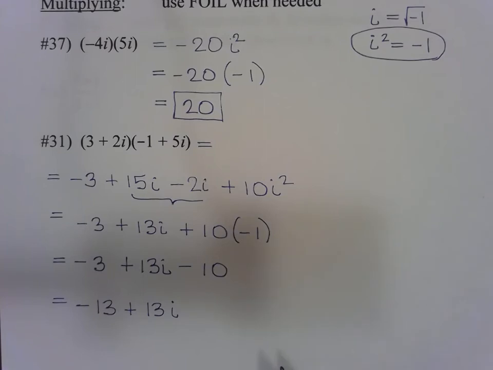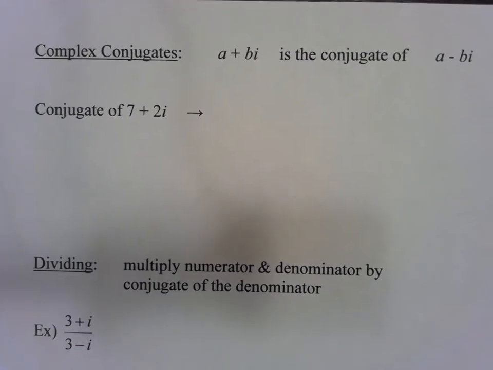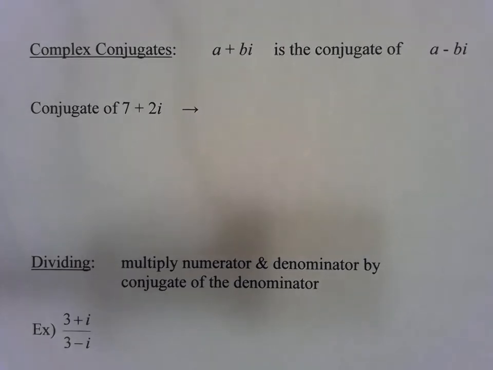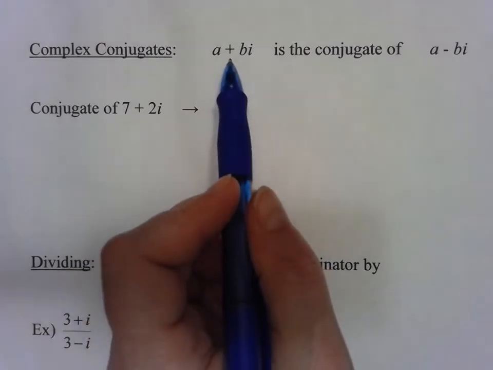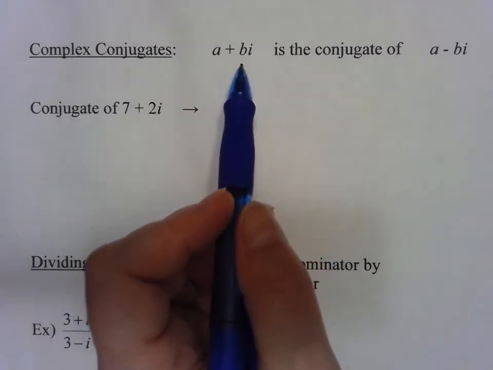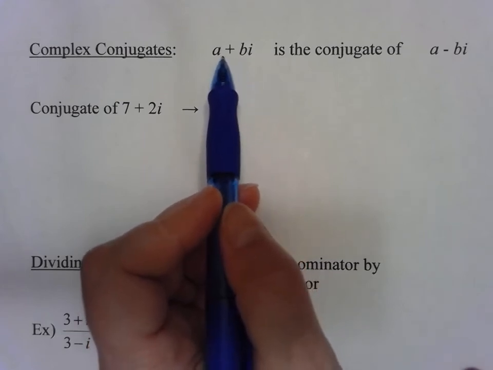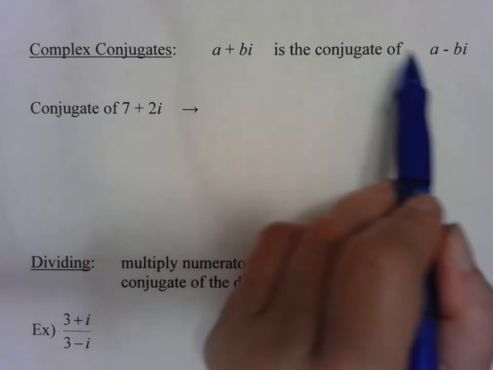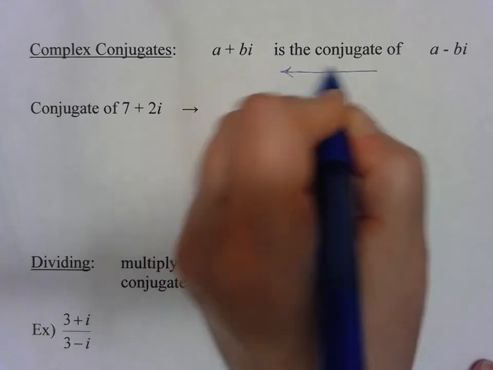All right, so we've done adding and subtracting and multiplying. The last thing to look at is dividing. To divide, we use something that's called a complex conjugate. A complex conjugate is kind of like a pairing. Conjugate is like a pair. So we'll have the same numbers, but one of them will have a plus and one will have a minus. And these are both conjugates of one another.